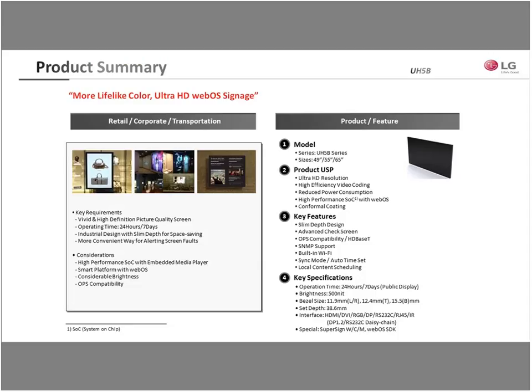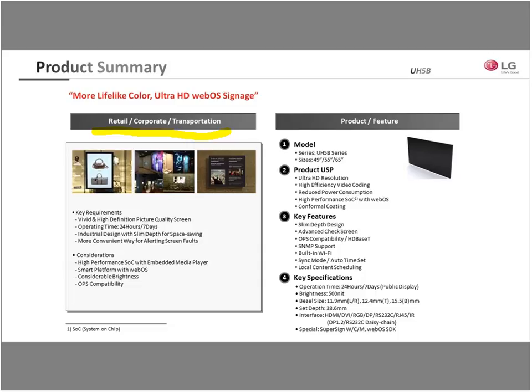All right, so moving along here, here's a little bit of a product summary of our UH5B. So as mentioned before, this is a great solution for retail, corporate, and our transportation verticals. Of course, here at LG, we do think that all of our products are great for any of the verticals, but we will highly recommend it being fit into these 3 verticals.